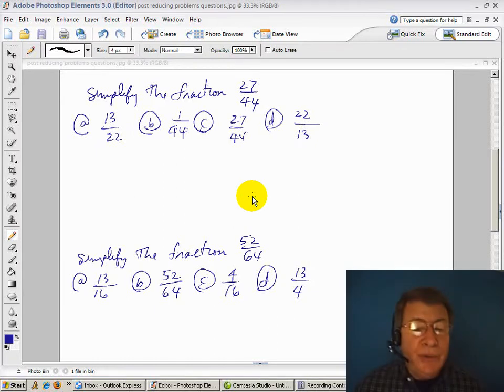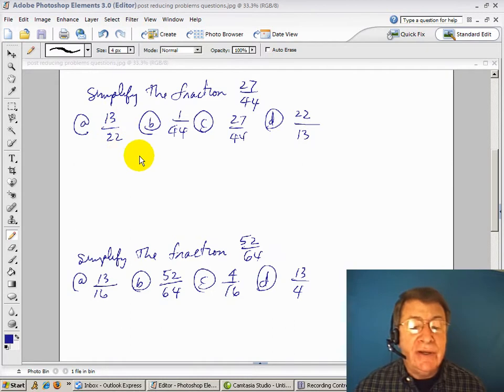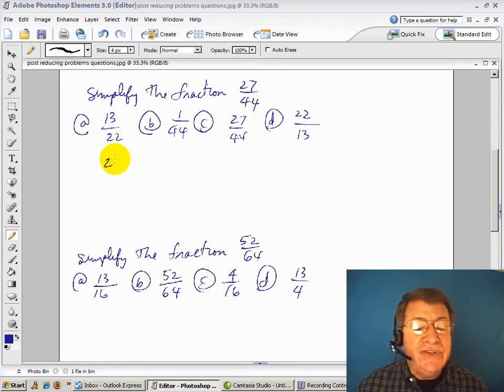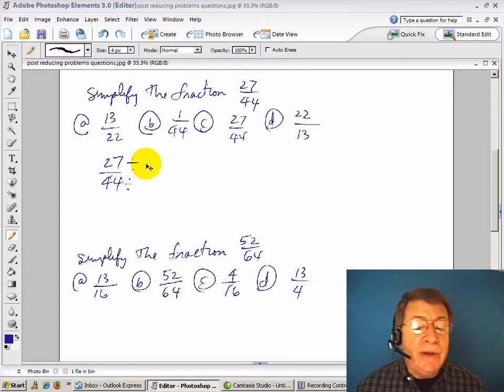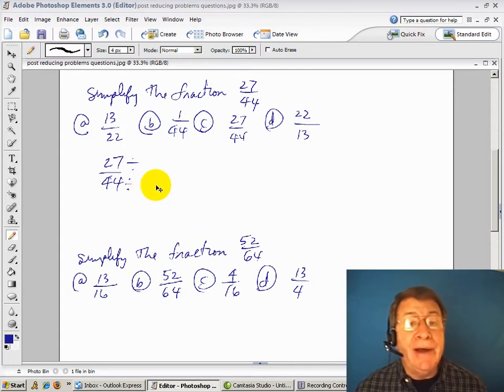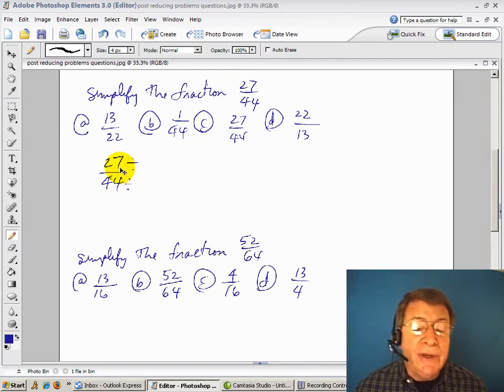Let's see how we did on the reducing of fractions, simplification of fractions. We start off with the fraction of 27 over 44, and our first question that we ask ourselves is what number will divide into both top and bottom evenly. Our first guess would be an even number because the denominator ends in an even digit, but since the numerator does not, we cannot divide by 2.